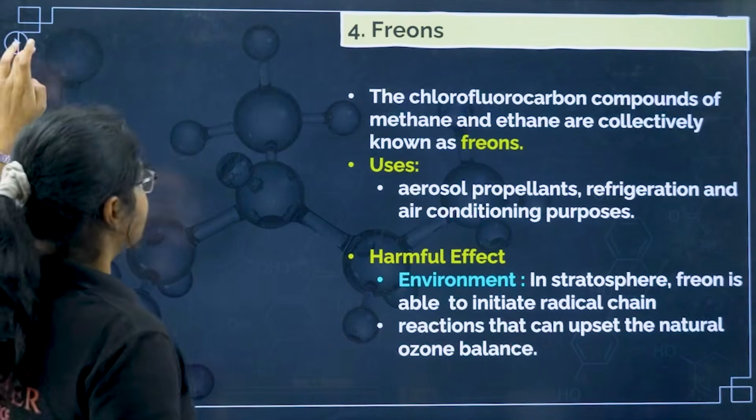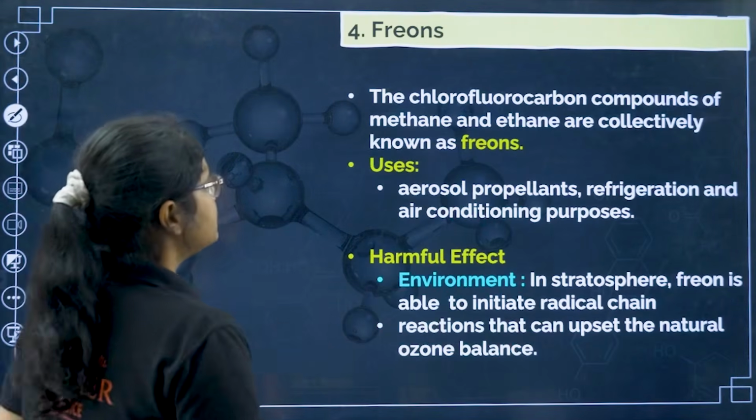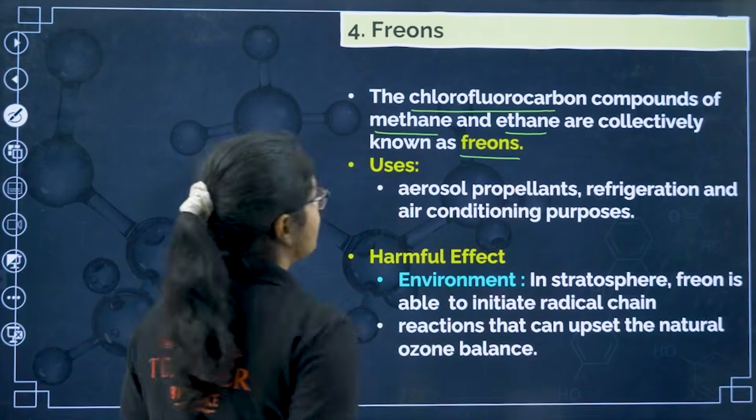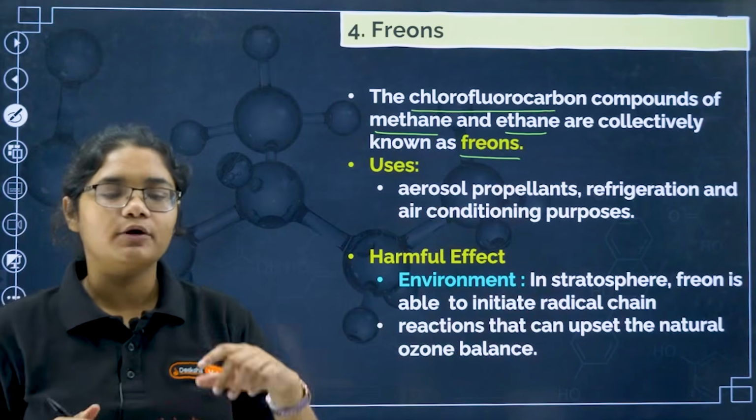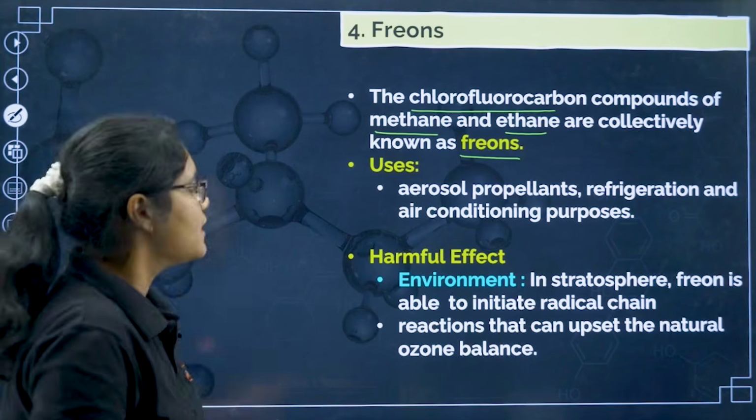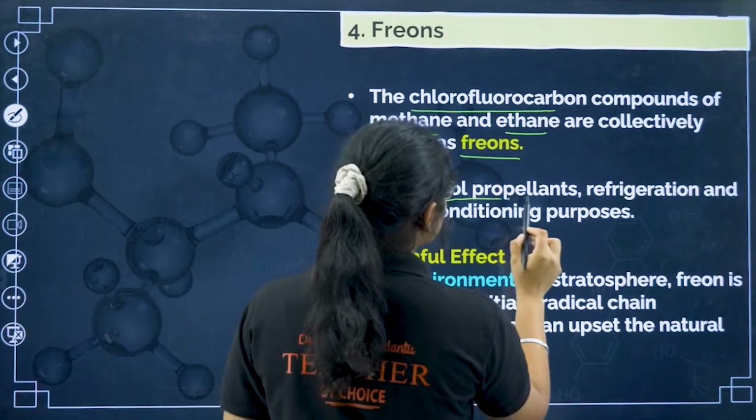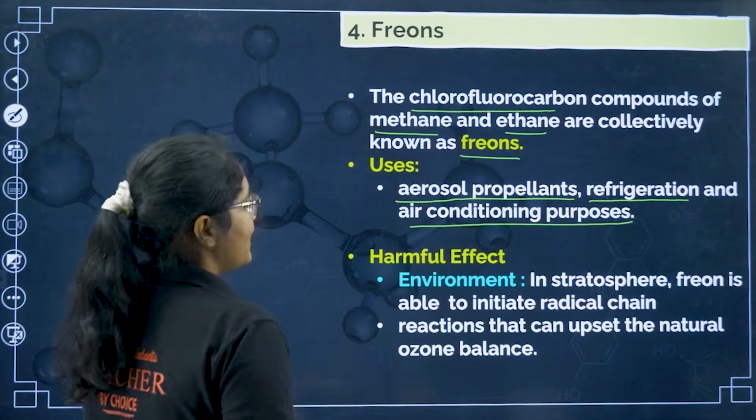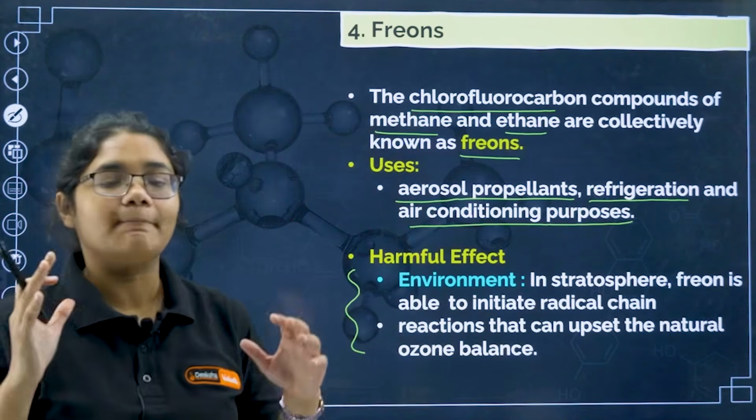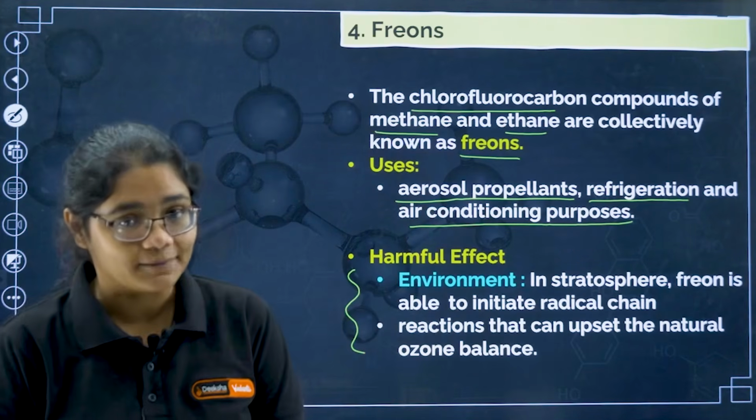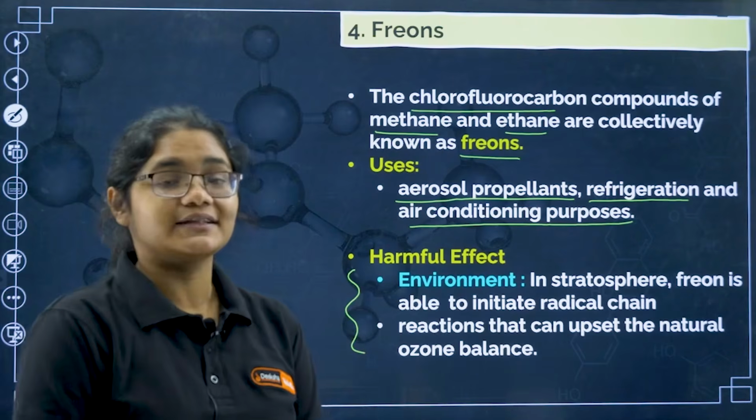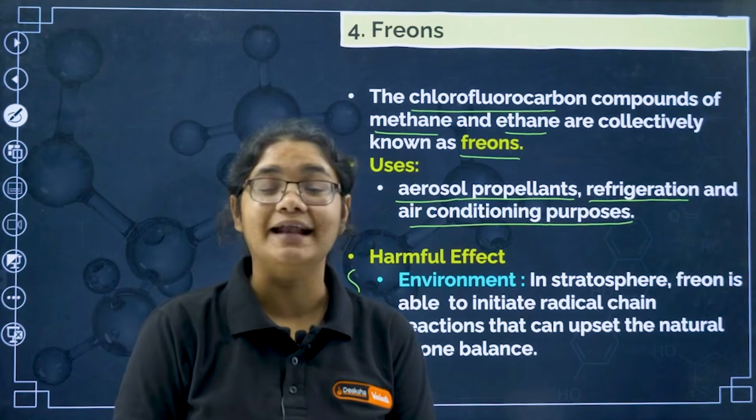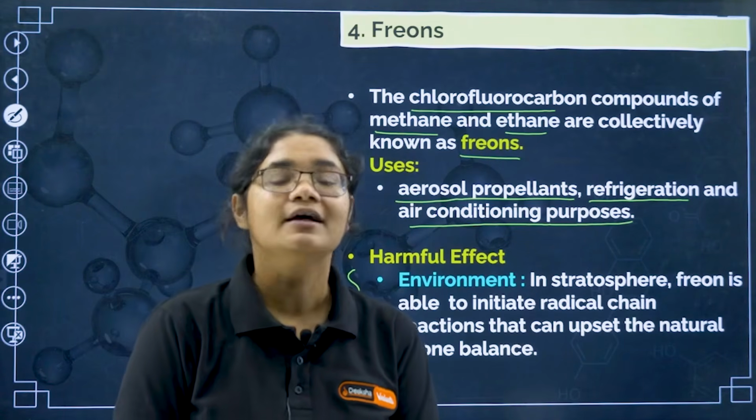Next we have freons. This is again important. Freons are the chlorofluorocarbon compounds of methane and ethane, collectively known as freons. It means in the same compound you have chlorine as well as fluorine. Where is it used? It is used as aerosol propellants, and for refrigeration and air conditioning purposes. Its harmful effect is that it is definitely a major pollutant in ozone layer depletion. In the first class we discussed that haloalkanes and haloarenes can be life-saving drugs, and at the same time the deadliest pollutants that we have in the atmosphere.